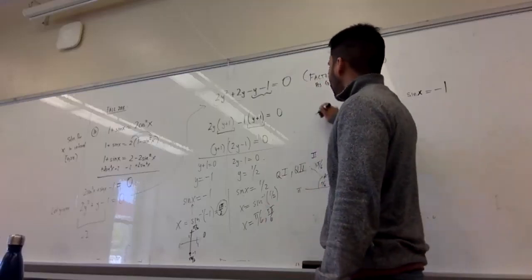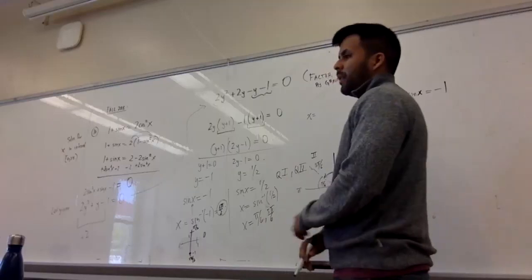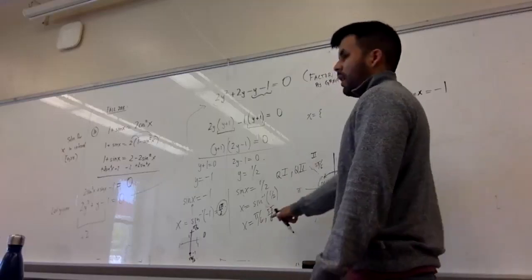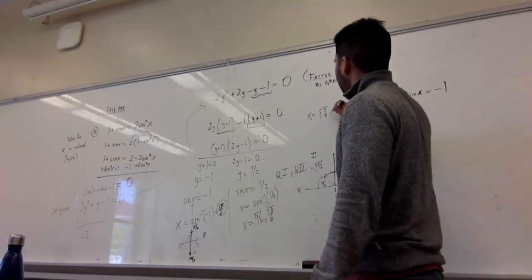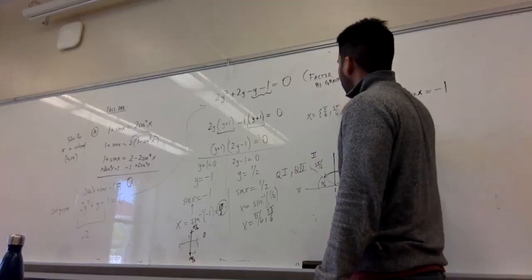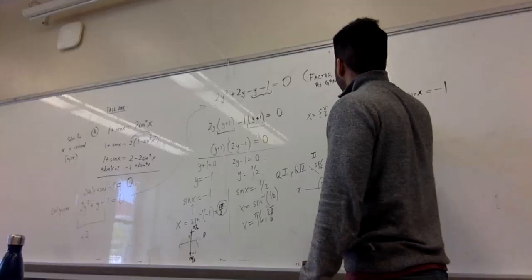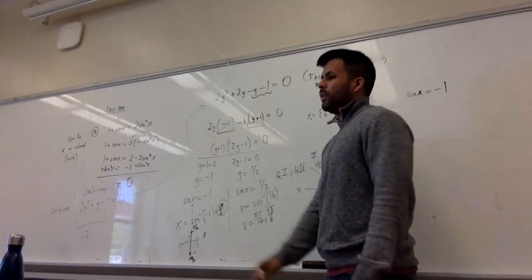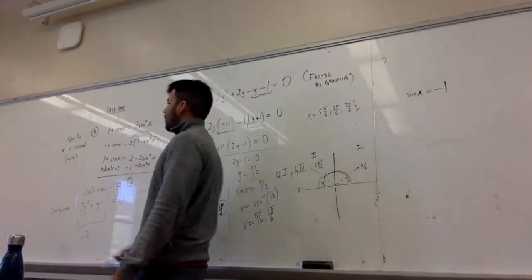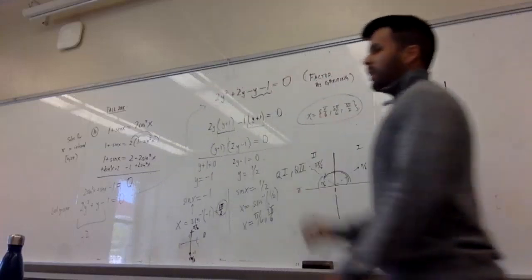So then what's my answer here? What's my final answer? X can be what? Pi over 6? 5 pi over 6? And? So how many solutions do I have to this equation within the interval 0 to 2 pi? I only have 3.